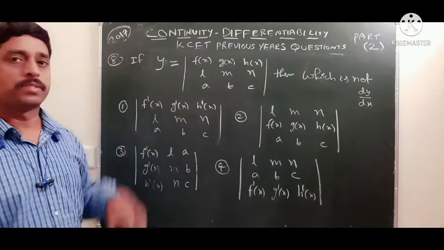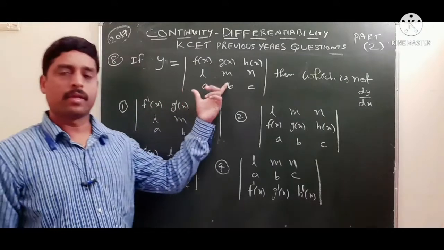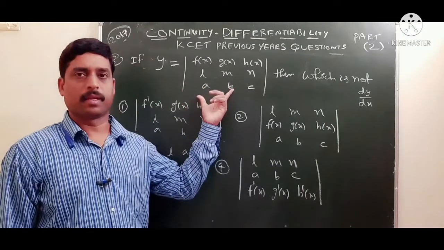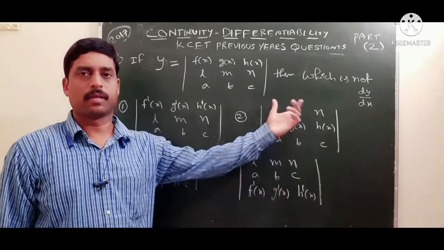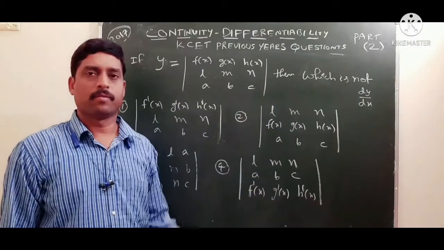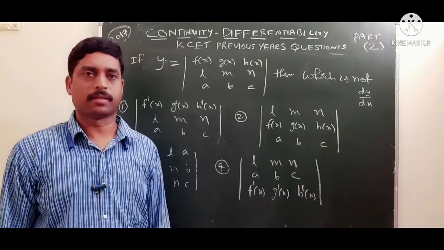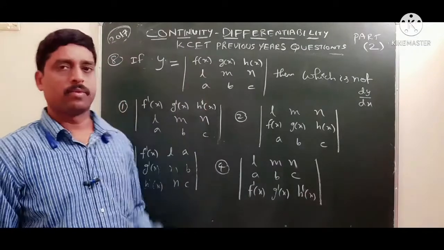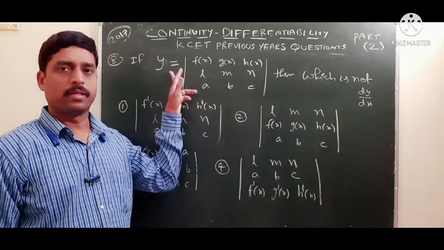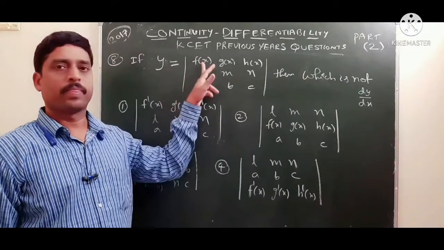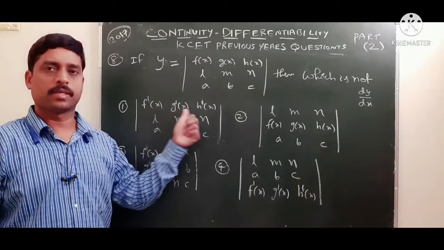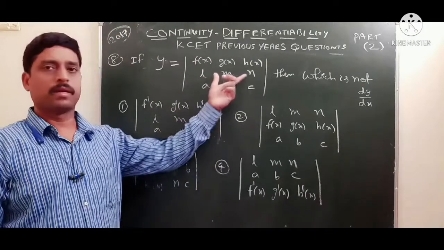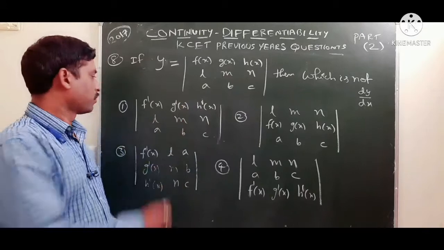This is from 2017. One y value is given, that of a 3 by 3 matrix. Then which is not dy by dx? Our target is to find which is not dy by dx. First we have to find dy by dx. So applying the derivative on both sides, dy by dx is equal to the derivative of the first row: f dash x, g dash x, h dash x. The remaining are all constants, as it is. So the first option is correct.